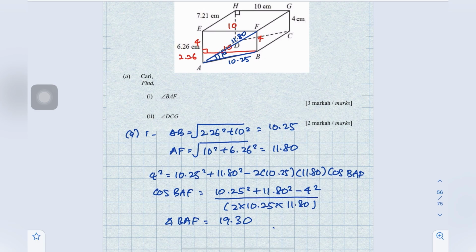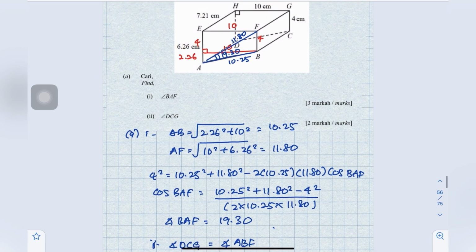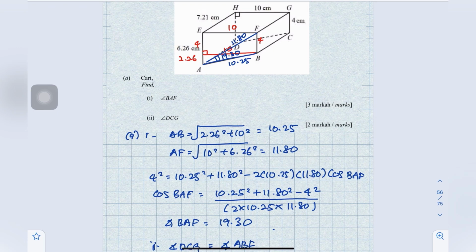19.30. Okay, Roman 2, find angle DCG. Okay, so actually angle DCG equals to angle ABF, sebab dia cross section area. Okay, so this one ataupun this one, kita tengok dekat yang ni lah, triangle ABF. So by using sine rule, kita boleh carilah angle ABF tu ataupun angle DCG.